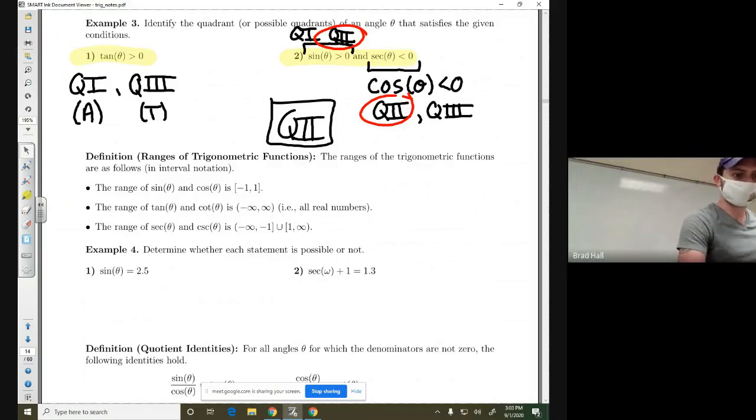The outputs for sine and cosine will always be in between -1 and 1. Or they could also equal -1 and 1. So remember, that's interval notation from college algebra. That means that the range, all the outputs of sine and cosine, will always be either bigger than or equal to -1, and less than or equal to +1.